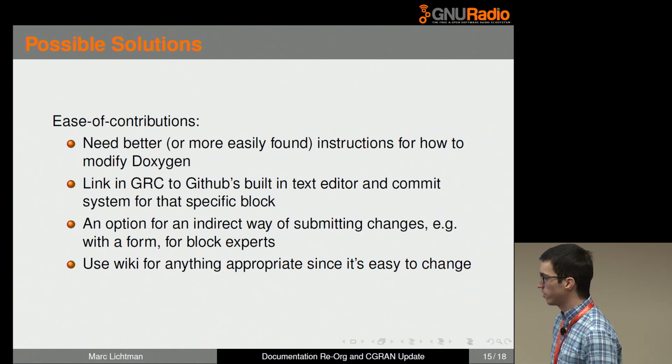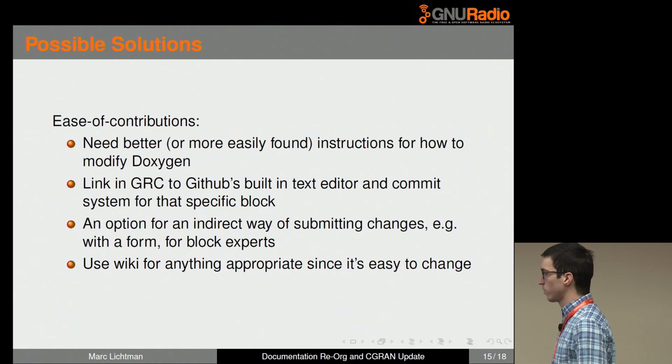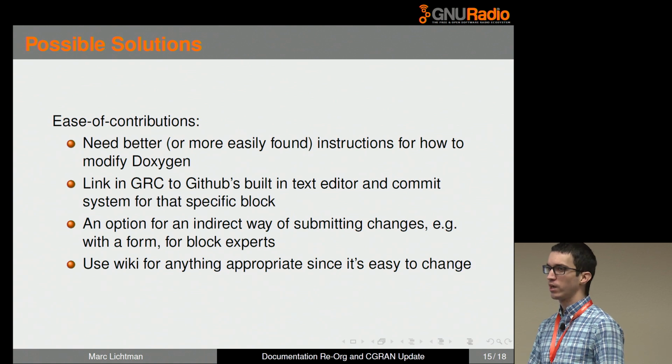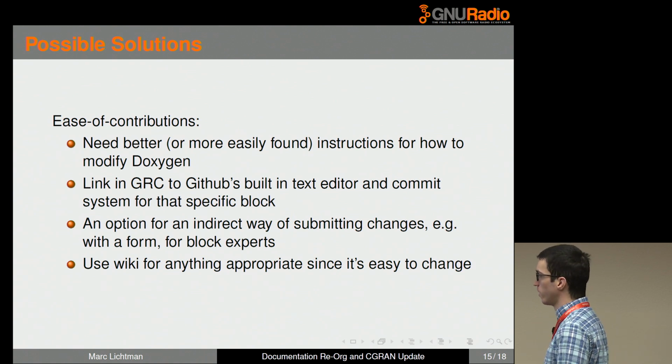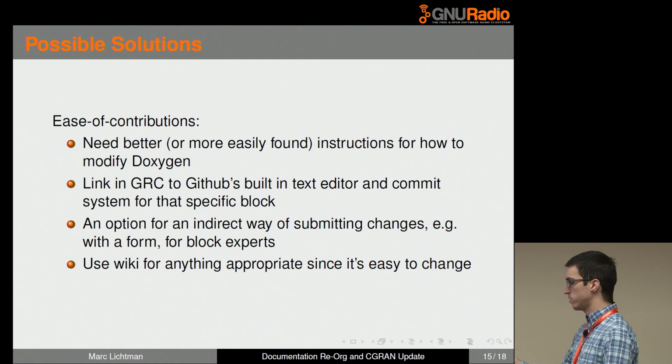So we need good instructions for how to modify the Doxygen Manual, or more easily found instructions. I know the Wiki has a couple articles about how to do it. And then one idea I had was in the GRC's GitHub, or in the GRC tab for documentation, perhaps a link to GitHub's built-in text editor.